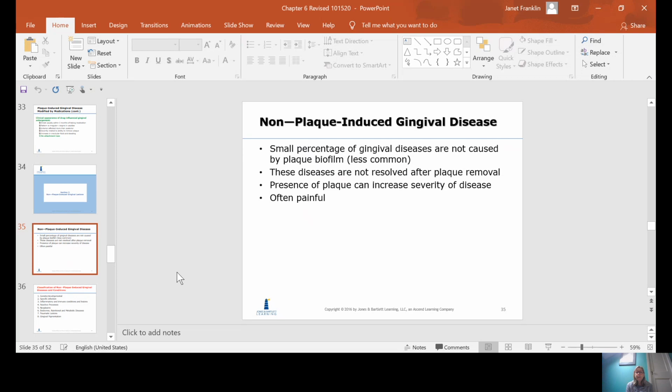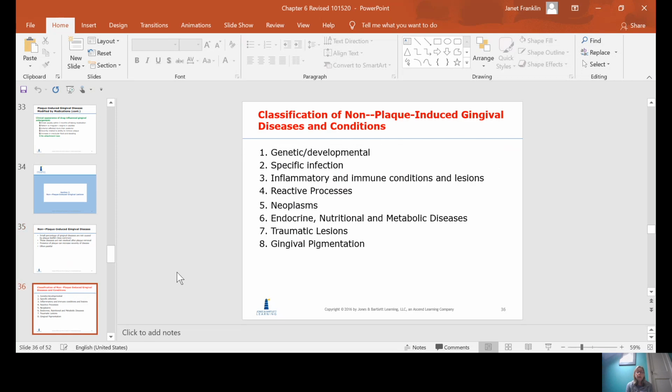So these diseases are not resolved after plaque removal. So the patient can brush and floss and use a water pick and everything else, but it's not going to resolve it because it's not the cause. But the presence of plaque can make it worse. And it's often a painful condition. So the patient usually knows they have something going on. And I'm going to show you a few examples.